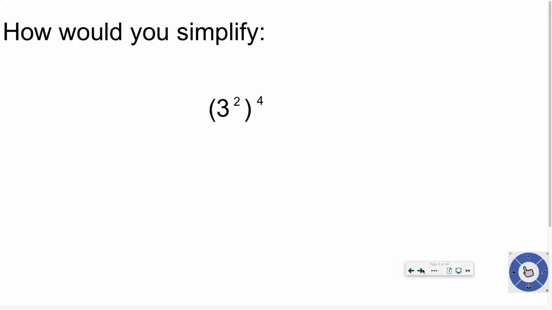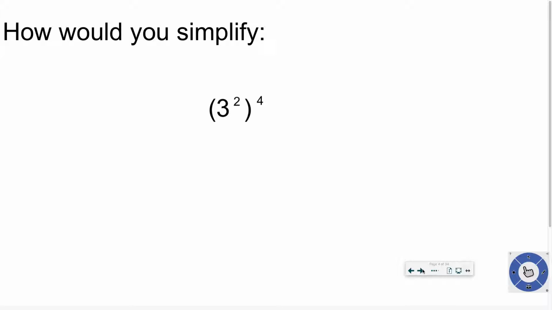So today, we're going to look at something a little different. This is a power to a power. Can we explain in words what's happening in that expression? 3 squared. Okay. That's okay. 3 squared maybe to the fourth power.